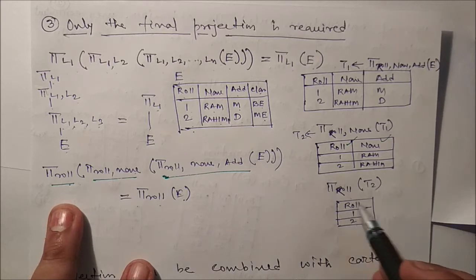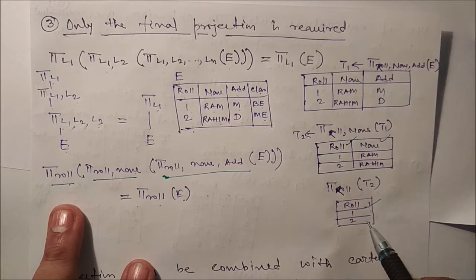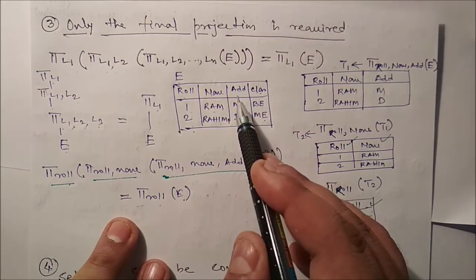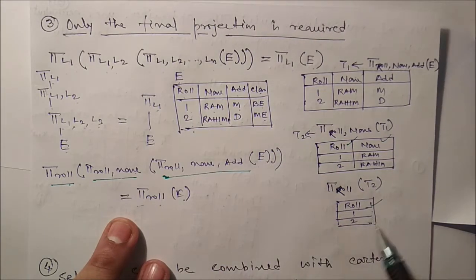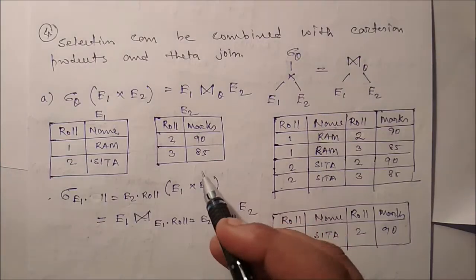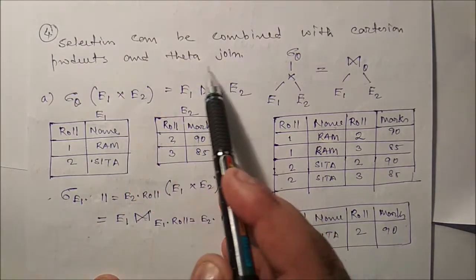So here we have to extract only the roll number. Okay, so the roll number is what, 1 and 2. Instead of doing this directly, we can extract the roll number from this particular table. If you extract the roll number from this table, the output will be 1 and 2. That means these two expressions are equivalent. Okay. Next, selections can be combined with the Cartesian product and theta join.